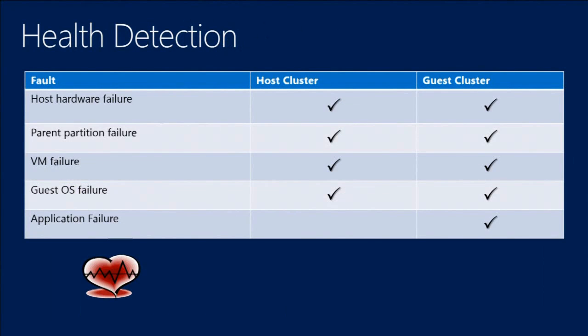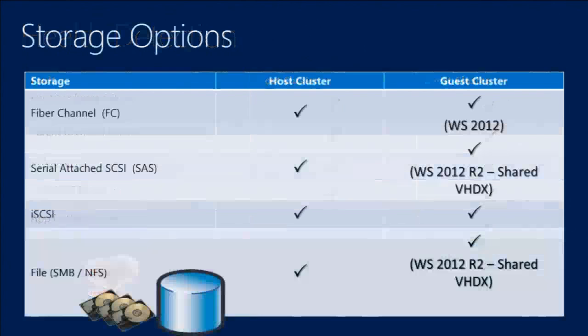Most of this table is obvious, but what you have in addition to host clustering is that now you are able to detect application failures for either your cluster or your single node. You can have a guest cluster on a single Windows Server node, or you can have guest clustering on top of a host cluster. Obviously, the latter is preferable, because if your node goes down, you want to be able to fail over your guest cluster to another node in the cluster.